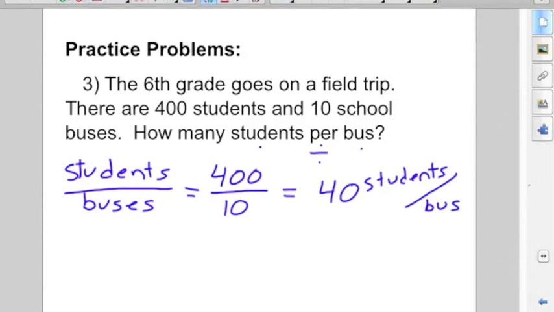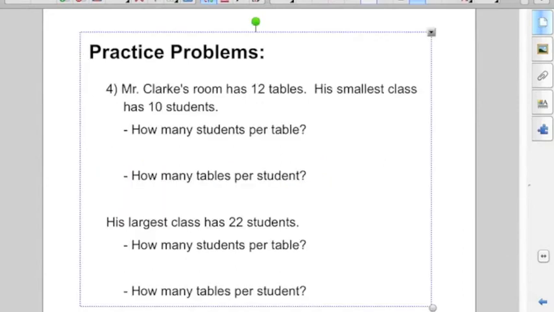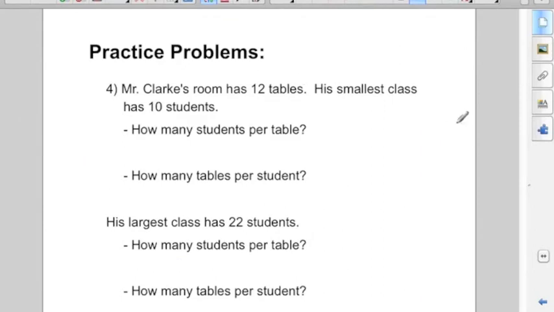The next one's harder. Mr. Clark's room has 12 tables in it. He has the big lab tables rather than the little desks like us. His smallest class has 10 students. So for that, if you were in that class, how many students per table? And how many tables per student? Then do the same calculations for his largest class, which has 22 students. How many students per table? How many tables per student? Pause and get the answers, then press play when you're ready to check your work.